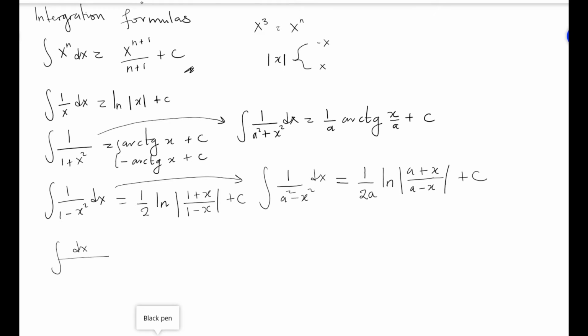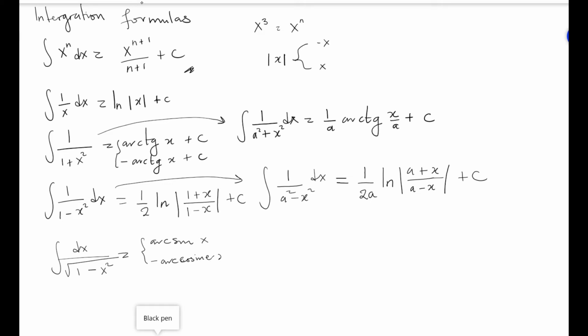The integral of dx over the square root of 1 minus x squared. This can either be arcsine of x, or minus arccosine of x, plus c. But most of the time I would advise you to go with arcsine. Normally this makes more sense.